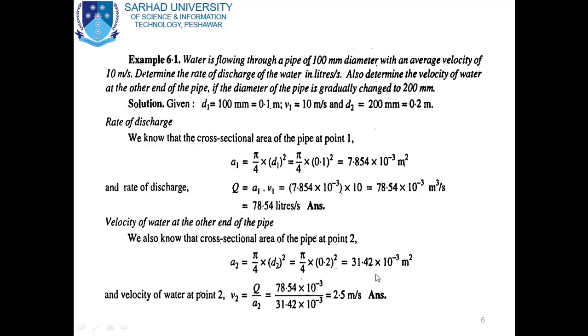Now to find the velocity of water at point 2, we have the equation Q is equal to AV. Clear? So we have to find V. So V2 is equal to Q divided by A2. As the discharge value is already found out, use this value and divide it by area A2. You will get the velocity at point 2, which is equal to 2.5 meter per second. And this is the answer of part 2, which is the velocity of the liquid flow at point 2.